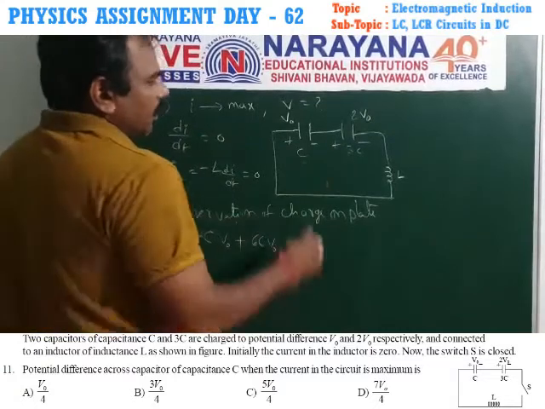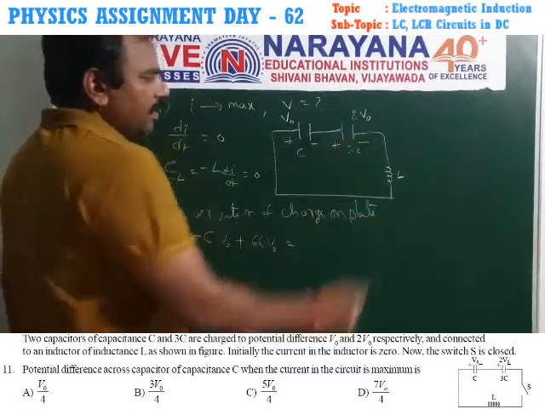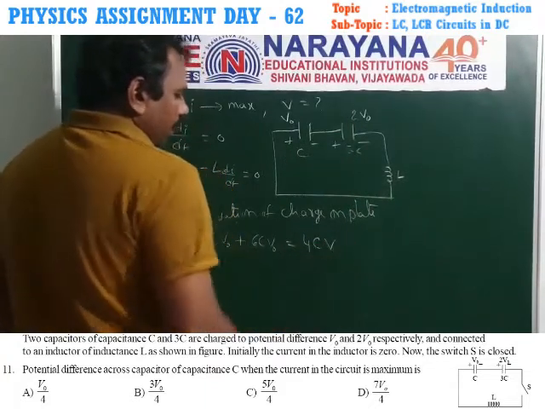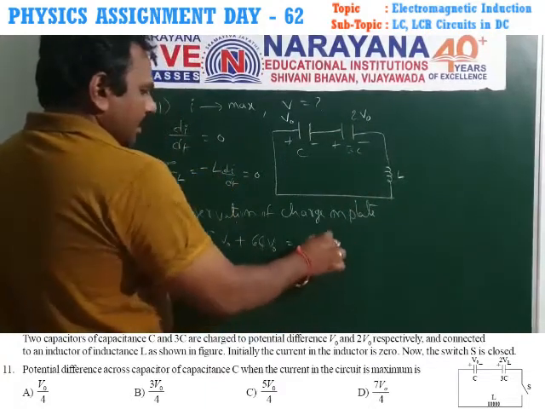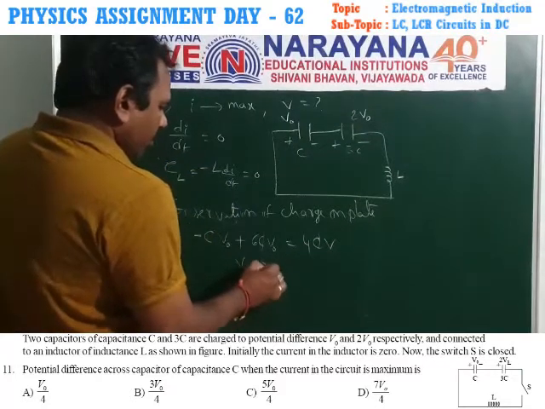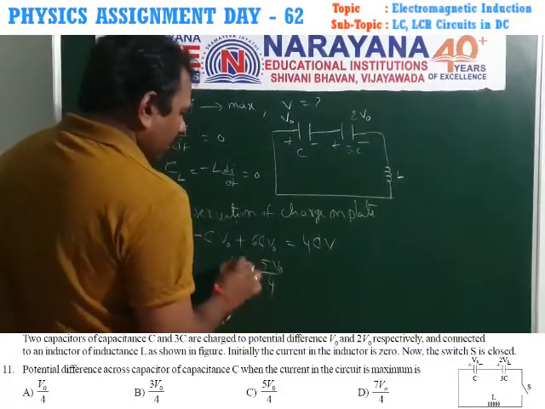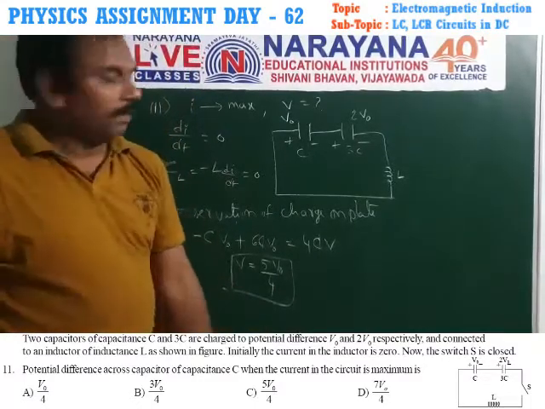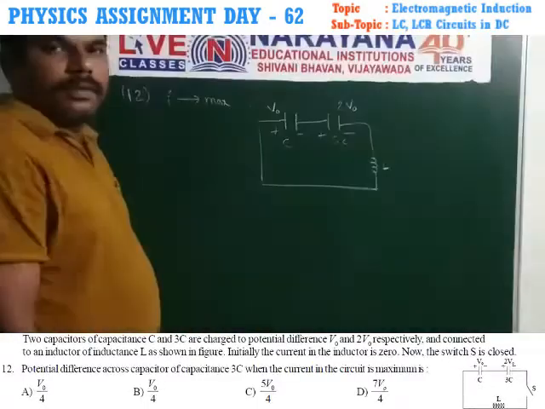After connection, this becomes voltage V and it is also V. Both are in series combination. Therefore 4C into V. So C will be cancelled here. So V is equal to 5V0 by 4. That is the voltage across each capacitor at maximum flow of current.